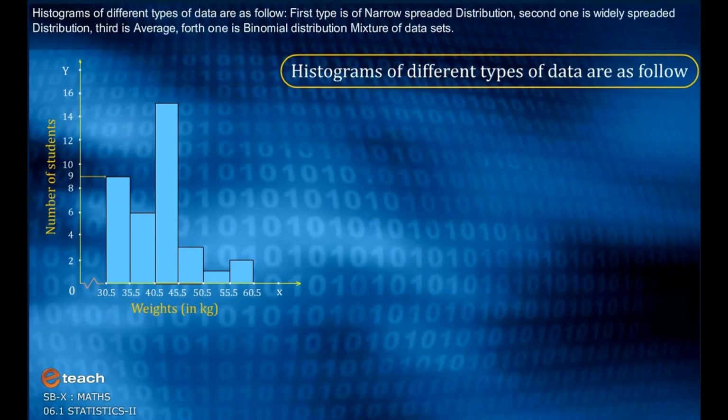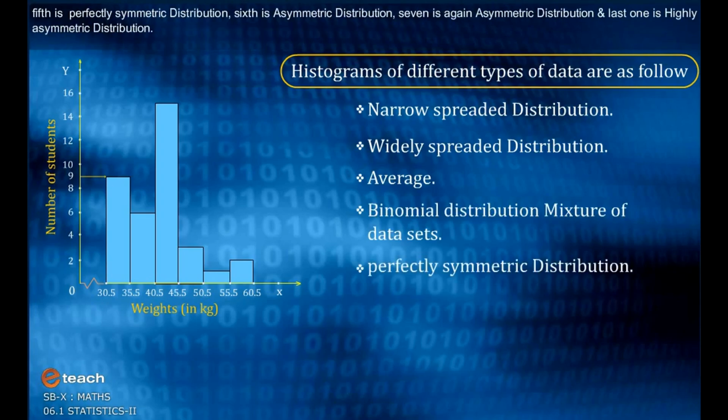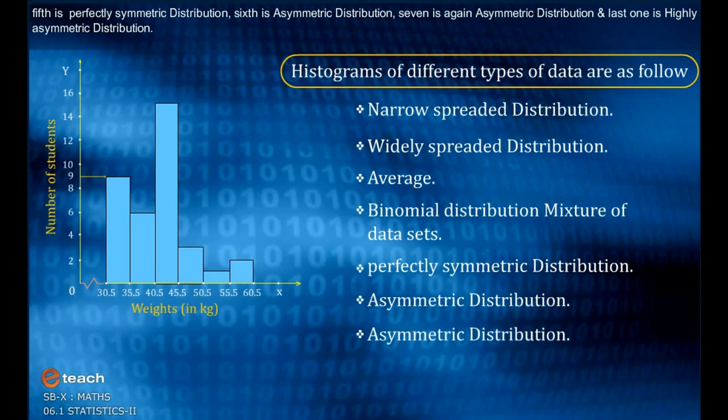Histograms of different types of data are as follows. First type is a narrow spread distribution. Second one is a widely spread distribution. Third is average. Fourth one is a bimodal distribution, a mixture of data sets. Fifth is a perfectly symmetric distribution. Sixth is an asymmetric distribution. Seventh is again an asymmetric distribution, and the last one is a highly asymmetric distribution.